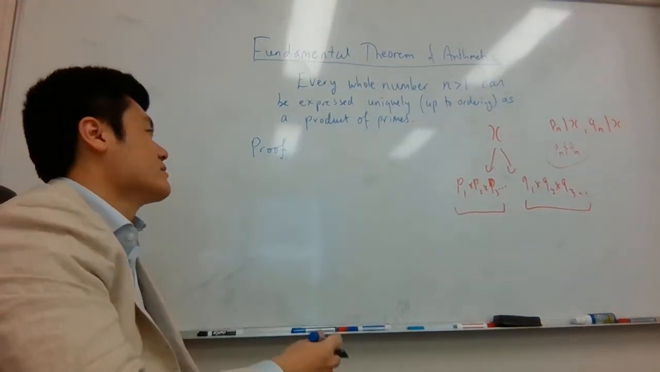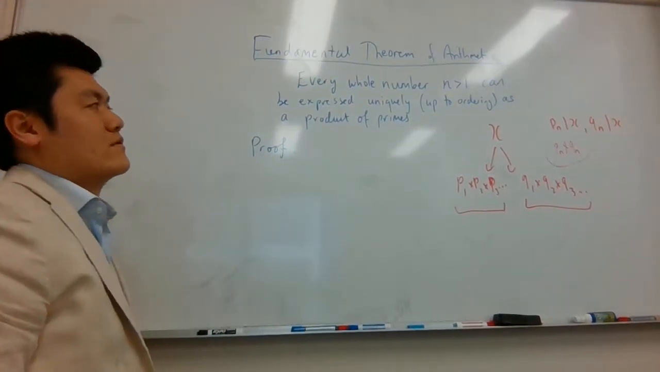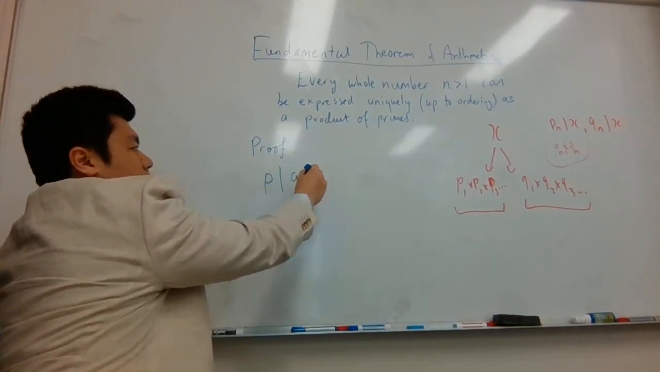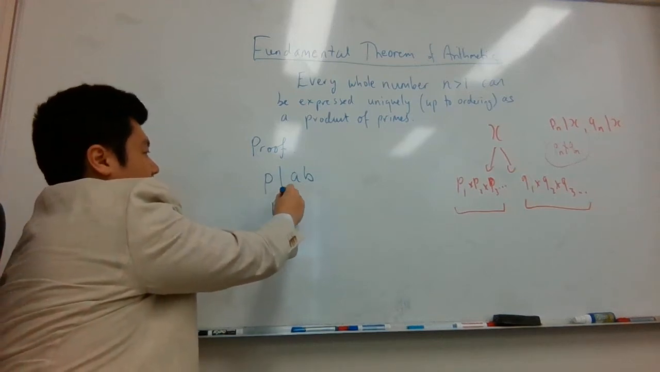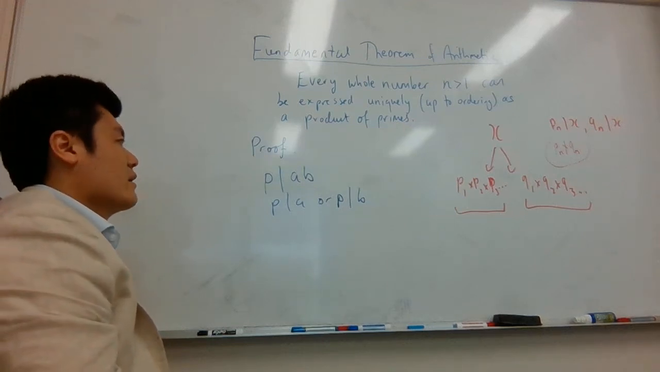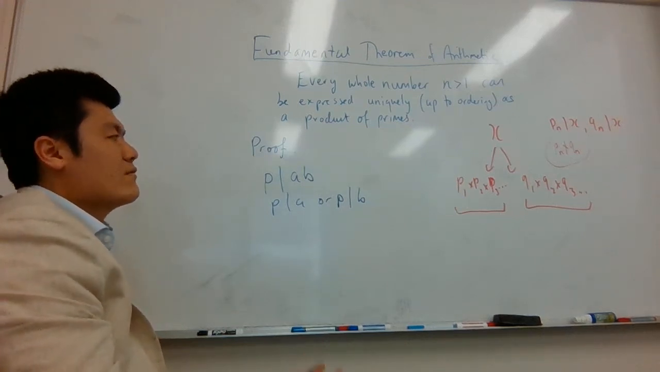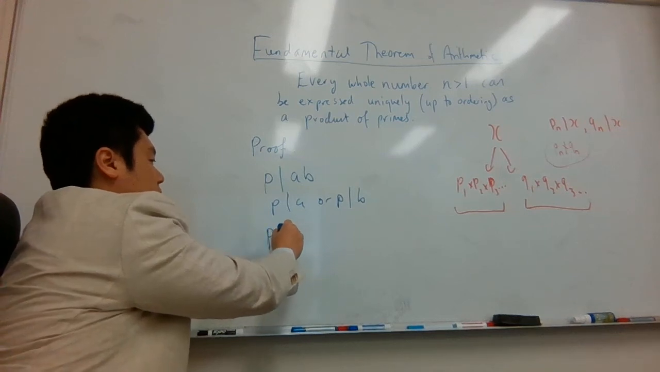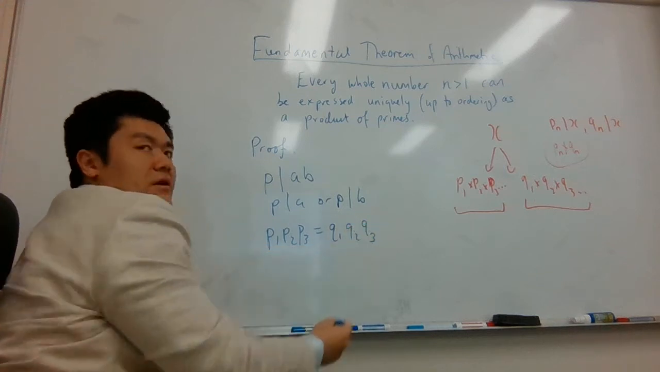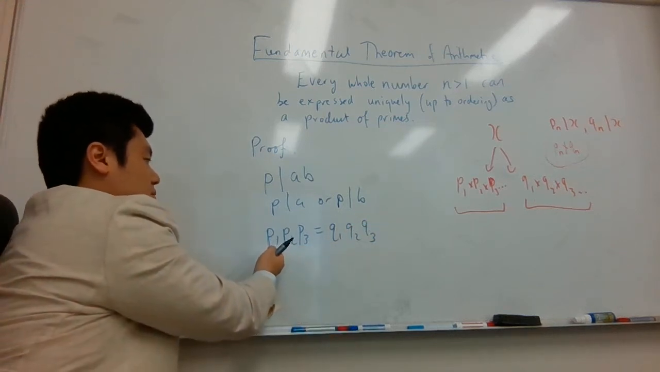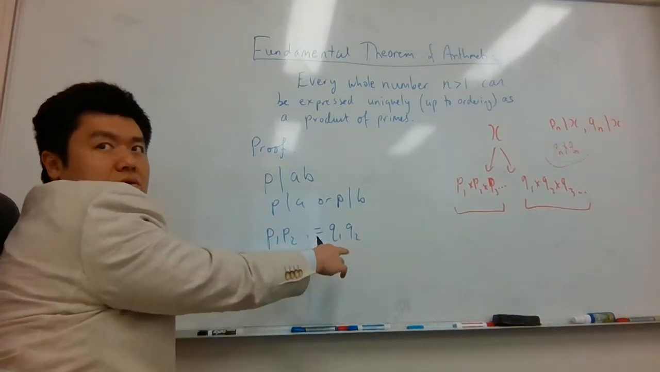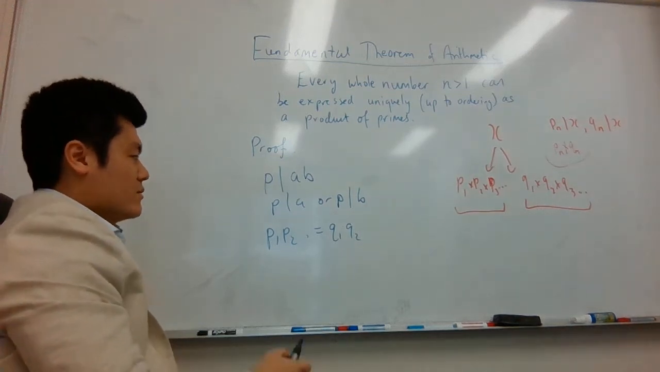So the usual way of presenting the proof of this involves a lemma. When you have P divides A times B, then P divides A or P divides B. And so if you have that, and you also have P1, P2, P3 equals Q1, Q2, Q3, that means, let's make it just P1, P2 equals Q1, Q2. Okay, so you haven't missed anything.